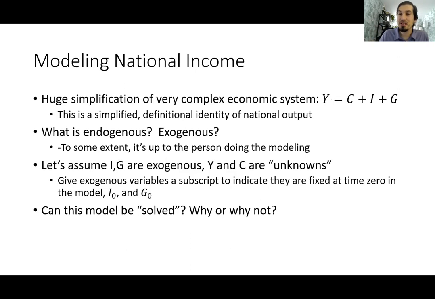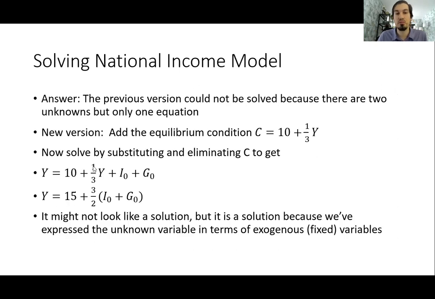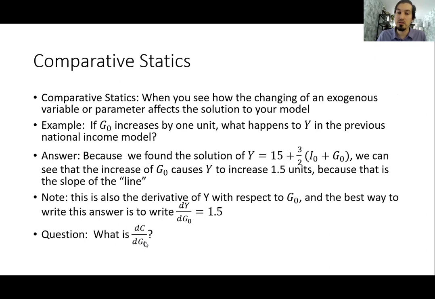The reason you can't just take this equation and say dY/dG is because there's an endogenous variable right there, this C. So if you tried to take the derivative of this and use that for your comparative static, you would just be wrong. What you need to do is solve the model and get this formula for Y. Oh, sorry, it's right here. This formula for Y, 15 plus 3 halves I0 plus I0, and then take the derivative of that and get 3 halves for this question, or 1.5 for this question, and 1/2 or 0.5 for this question.